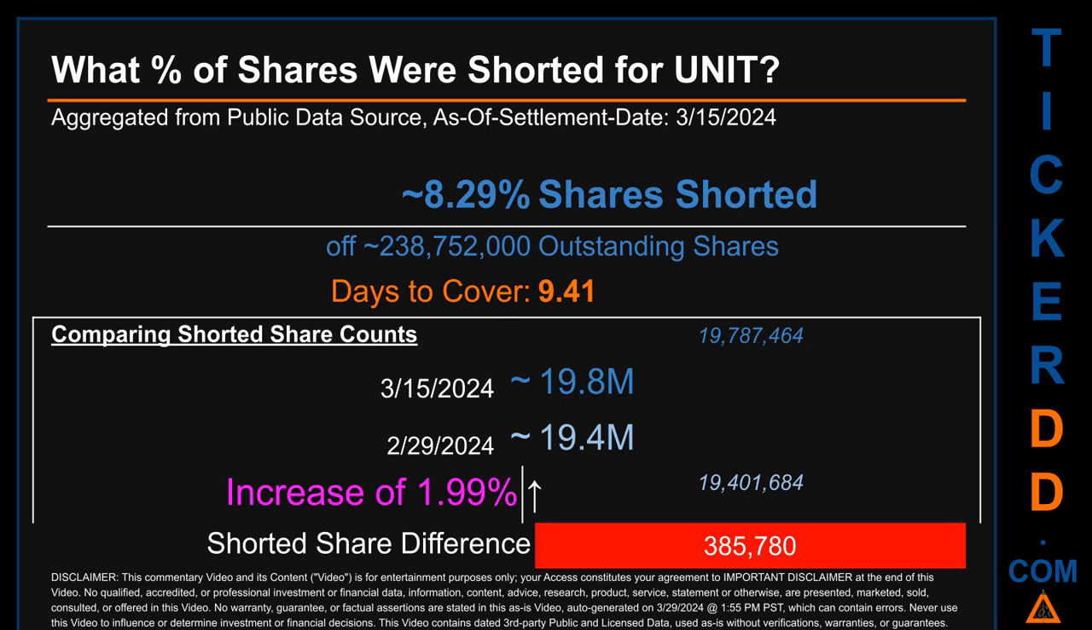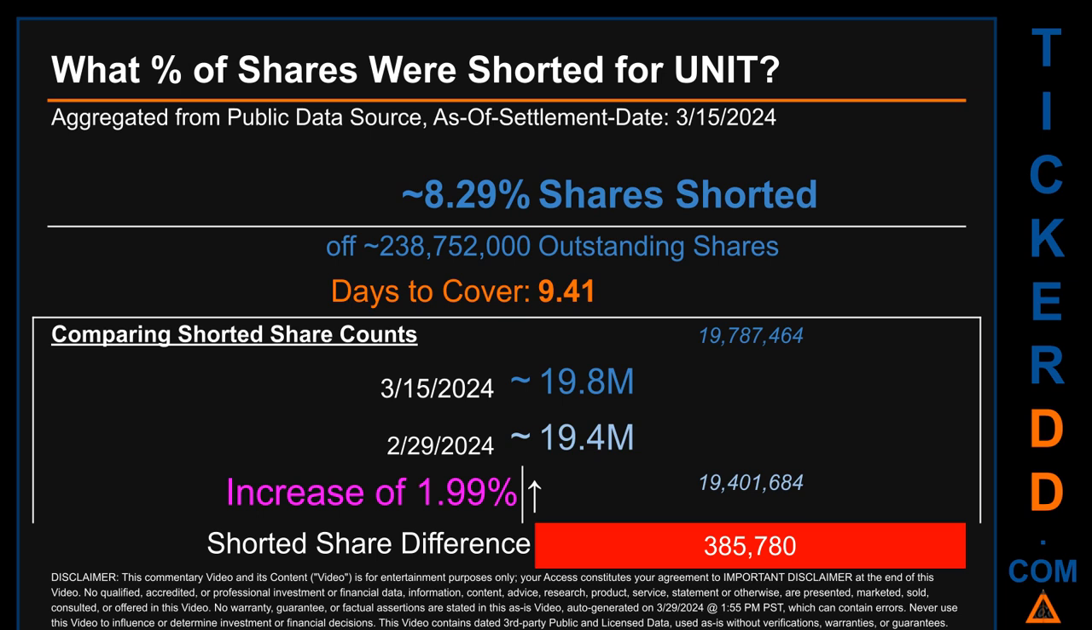What percentage of shares were shorted for UNIT for the 2-week period ending on settlement date, March 15, 2024? About 19.8 million shares of UNIT were shorted out of a total of approximately 238.8 million outstanding shares. Therefore, for UNIT, based on as is, discovered, public data when this video was generated, the ticker has a short interest of roughly 8.29%, which I got by taking the number of shorted shares and dividing it by the number of outstanding shares to get the percentage value. Days to cover is 9.41.